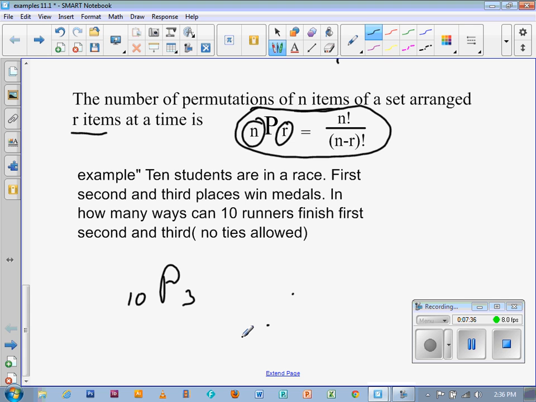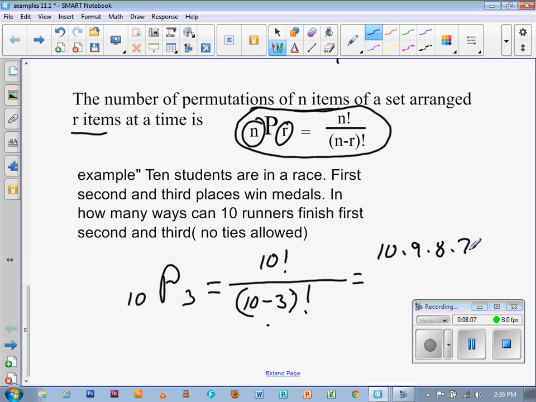Now I'm going to show you how to do this by hand, and then I'm going to demonstrate to you how to use your calculator to work this out. So what we got here is 10P3. So we're going to put 10 factorial on top, which is what the formula tells us to do, take n factorial. And then on the bottom, we're going to take 10 minus 3 factorial, which is exactly what it's telling us to do.